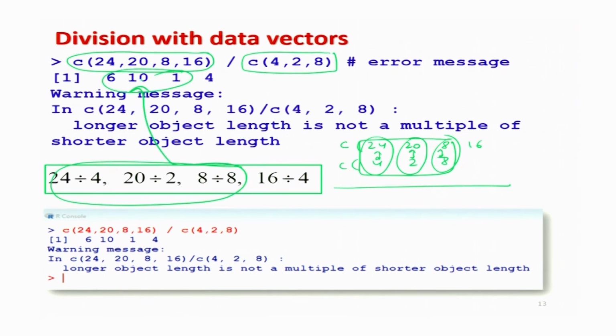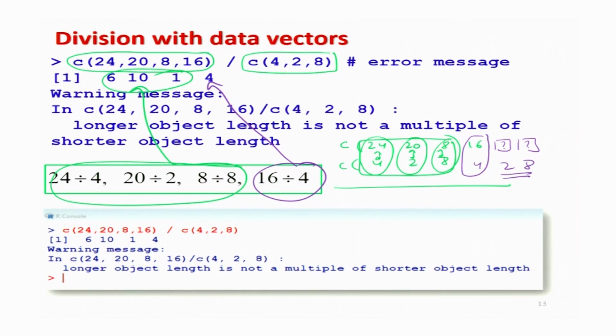Now, after this R does not know how to proceed. So, it will try to copy 4, 2 and 8, the same block over here, but now there are no values in the first data vector where the operation can be done. So, this 16 divided by 4 will be operated and it will give you the answer 4, but then after what to do with the 2 and 8 in the data vector 1, that is not known to our software.